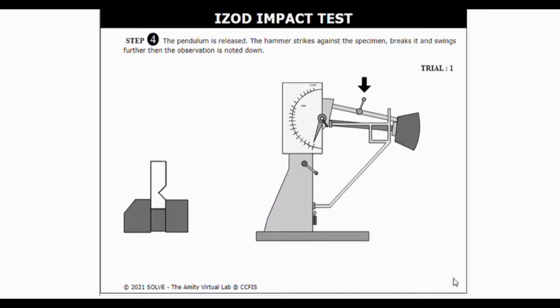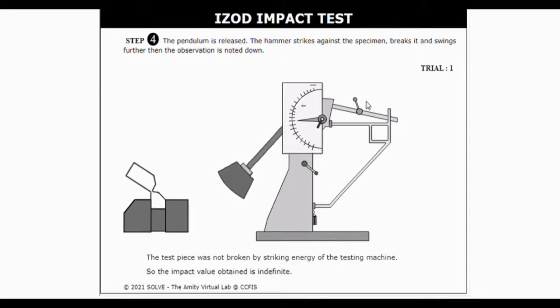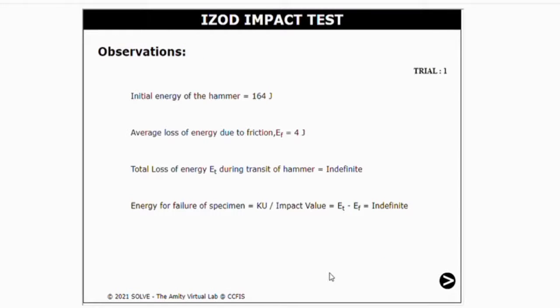Repeat the step 4. The test piece was not broken by striking energy of the testing machine, so the impact value obtained is indefinite. This will be the observation for the first trial using mild steel.